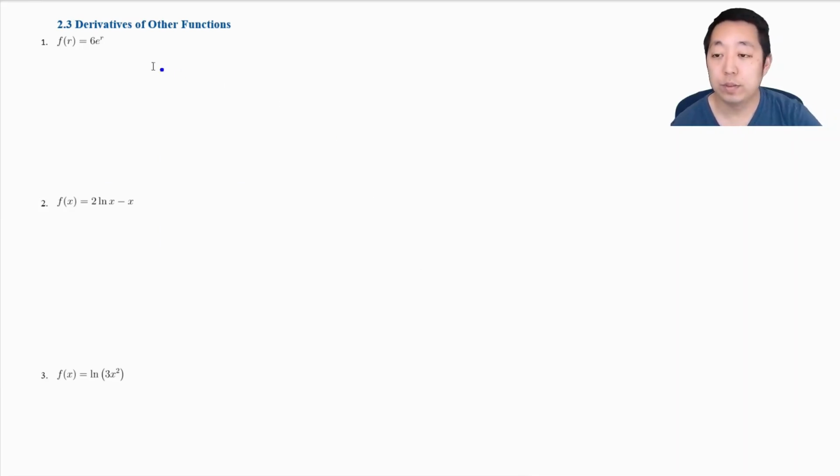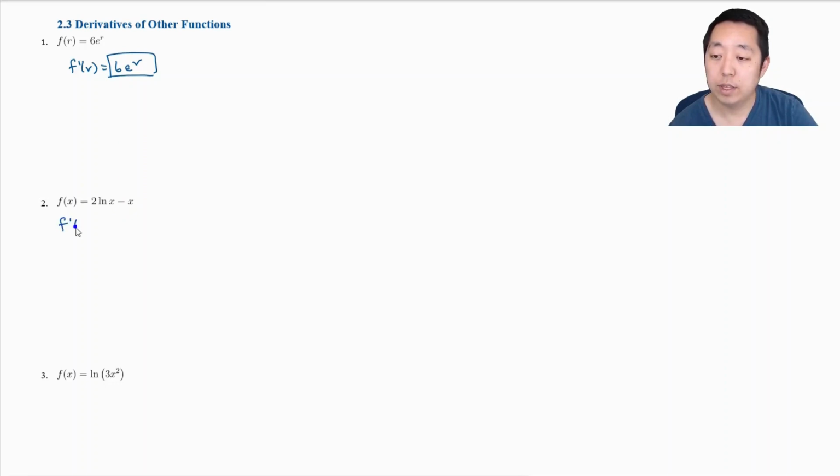Now we're going to look at some derivatives of other functions. So the derivative of e to the anything, or e to the r, is just e to the r. So for the derivative of this, I leave the 6 alone. The derivative of e to the r is just e to the r. That's one of the easier rules that you're going to deal with.